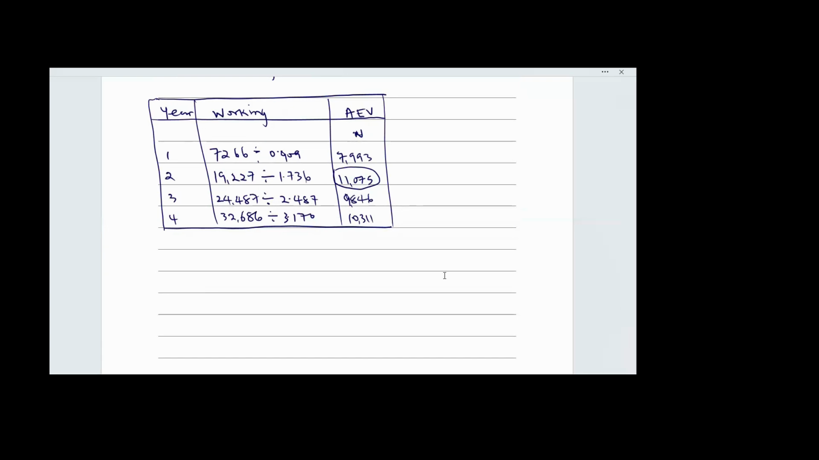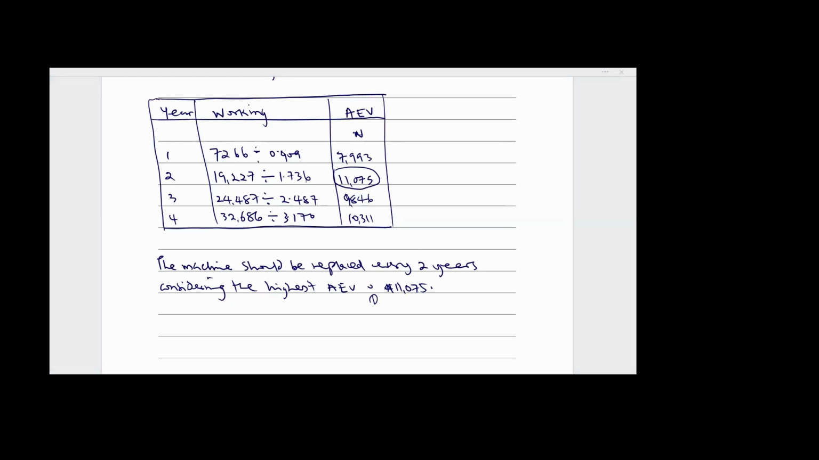Therefore, I would say the machine should be replaced every 2 years, considering the highest annual equivalent value of 11,075 naira. That's it. That's what the examiner asks us to do.